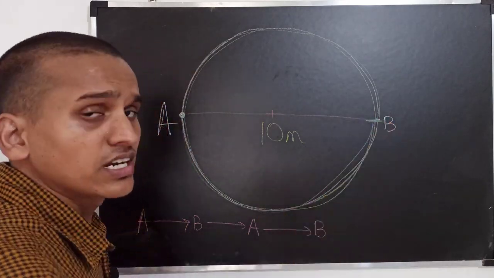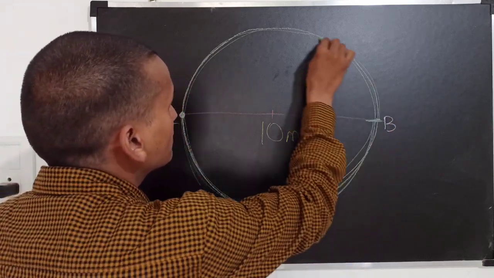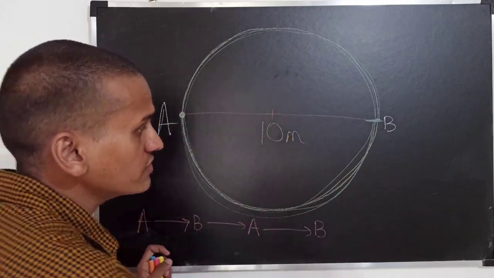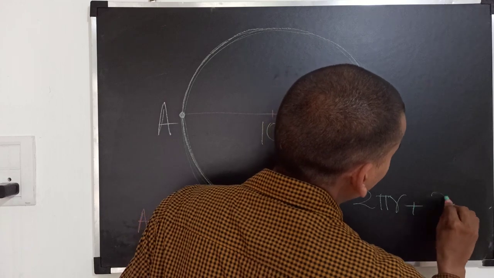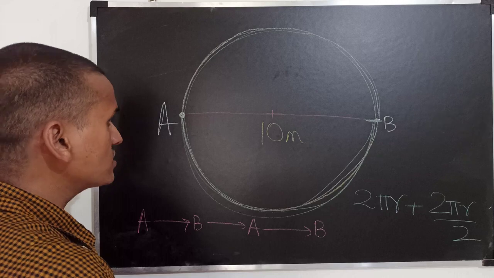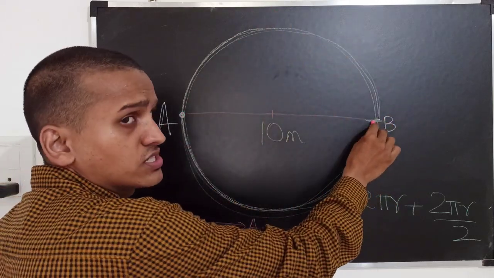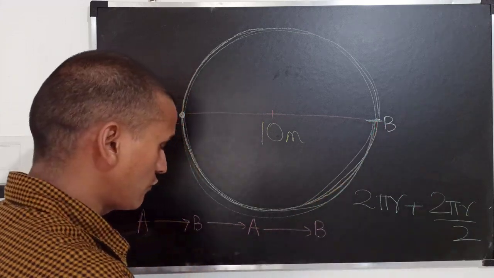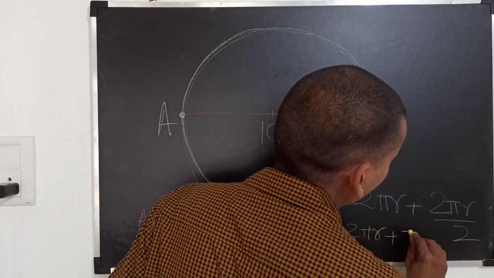So what is the total distance traveled? See, total distance traveled is this and again half of this. So that is circumference plus half of the circumference. So circumference, you know that, 2 pi r plus 2 pi r by 2, because the object is starting from this position, it is going full round and again half round because it is stopping here. So it is 2 pi r plus pi r.